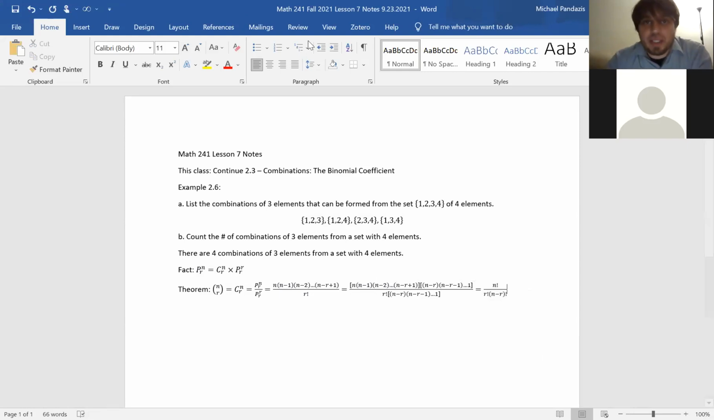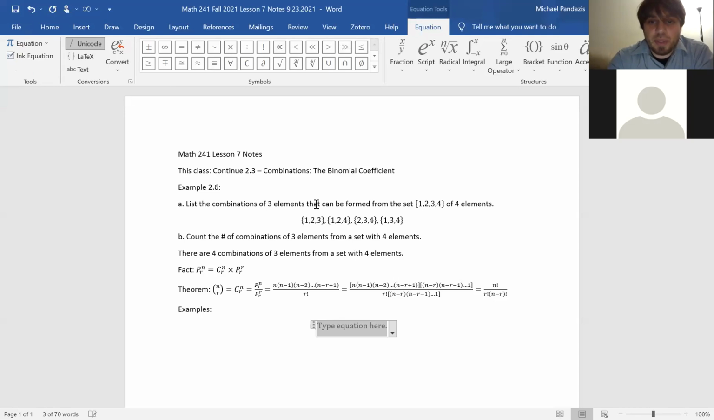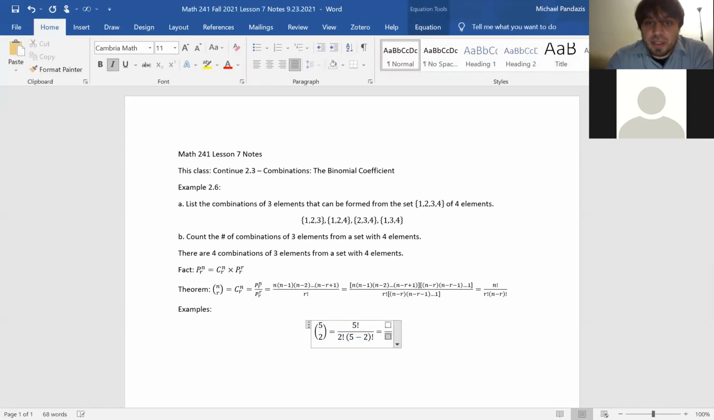So to give you examples of how to calculate this, for instance, let's say you had NCR where N was 5 and R was 2. Then the formula tells you, okay, well, N is 5, so you have 5 factorial, divided by R factorial, which is 2 factorial, times 5 minus 2 factorial. So then that's equal to 5 factorial divided by 2 factorial times 3 factorial.